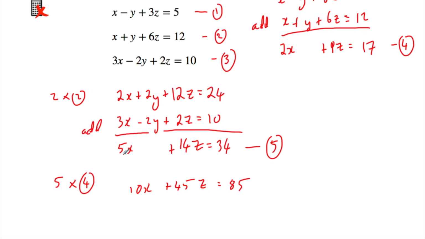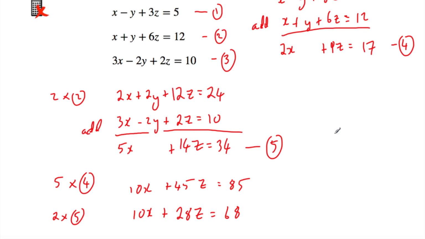Now we want to have 10x here, so I'm going to double equation 5. So I'm going to do 2 times equation 5. So I'm going to double everything in equation 5. So doubling everything there would give us 10x, again, which is great, plus, and then 14z doubled would be 28z. And then 34 doubled would be equal to 68. So that's fantastic. So we've now got our two equations.